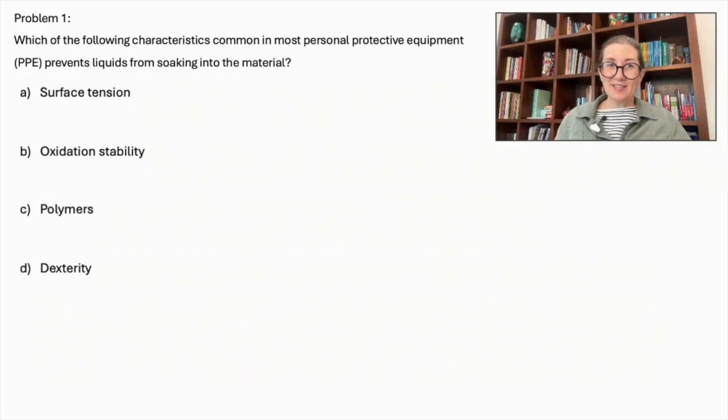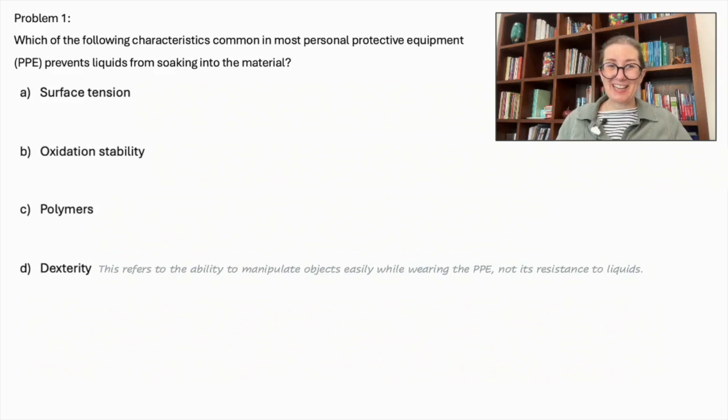Problem number 1. Which of the following characteristics common in most personal protective equipment, PPE, prevents liquids from soaking into the material? Surface tension, oxidation stability, polymers, or dexterity? Let's start with dexterity. This refers to the ability to manipulate objects easily while wearing the PPE, not its resistance to liquids, so we can cross that out.